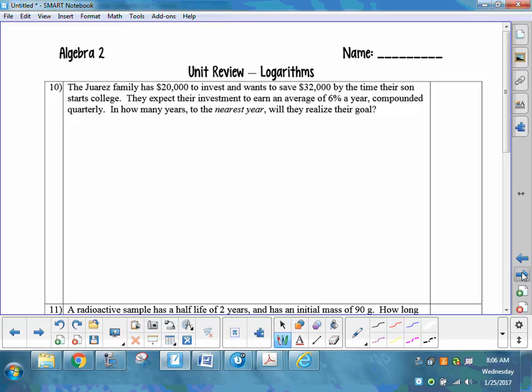So this family wants to invest, has that much to invest, and wants to save $32,000 by the time their son starts college. They expect their money to earn that much a year, compounded quarterly. In how many years, to the nearest tenth of a year, will they realize their goal? Right away, you've got to make something out of this. That's not given to you. What do you need to know in order to answer this question?